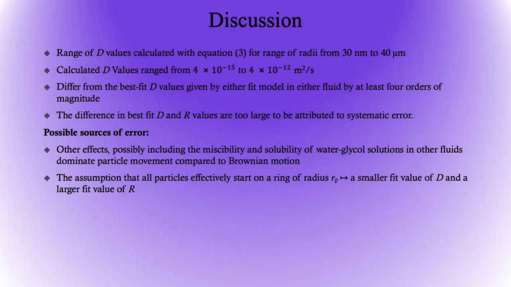To verify our suspicion about the inaccuracy of the diffusion coefficients predicted by fit model 1, a simple program was written to calculate a range of diffusion coefficients using a range of particle radii from 30 nanometers to 40 microns as input. This resulted in diffusion coefficients ranging from 4 times 10 to the negative 15th to 4 times 10 to the negative 12 meters squared per second.